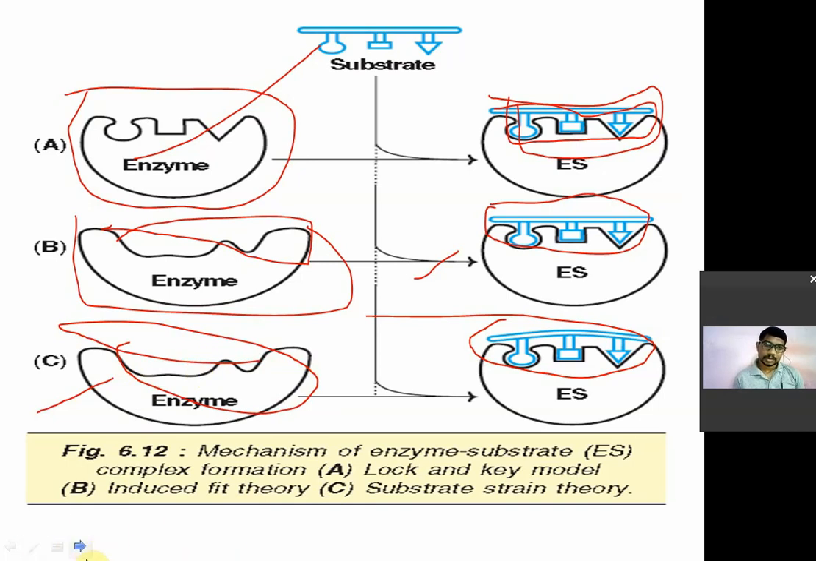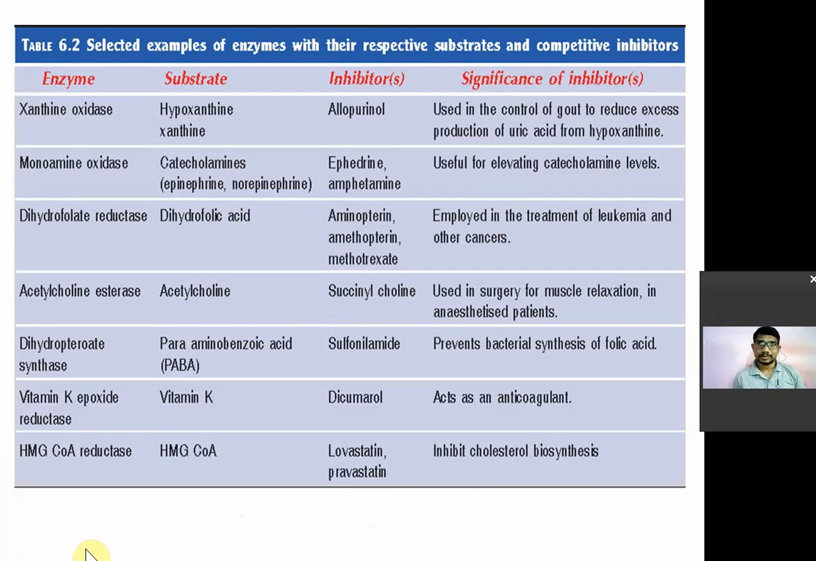अब इतना याद रखो कि सिर्फ नाम याद रखो. फिशर थ्योरी मतलब लॉक एंड की मॉडल. ओके, फिशर थ्योरी मतलब क्या है? लॉक एंड की मॉडल. लॉक एंड की मॉडल क्या है? फिशर थ्योरी. इंड्यूस्ड फिट थ्योरी मतलब कोसलैंड्स मॉडल. एंड थर्ड वन इज अ सबस्ट्रेट स्ट्रेन थ्योरी. तो नाम याद रखो सिर्फ, बाकी कुछ नहीं.